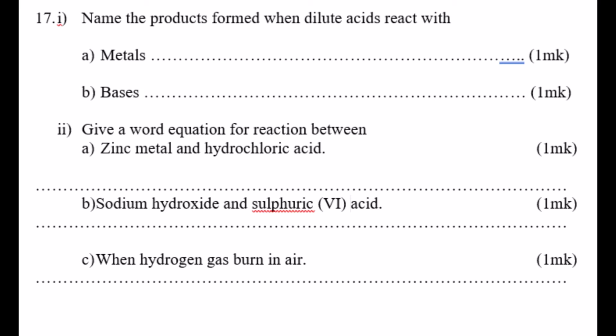Also part B, they are reacted with bases. You then give the word equation. This is form 1, so no chemical equation, a basic word equation. Zinc metal reacting with hydrochloric acid. You write a word equation. Sodium hydroxide and sulfuric acid. You write a word equation. When you burn hydrogen in air, what will be the word equation?